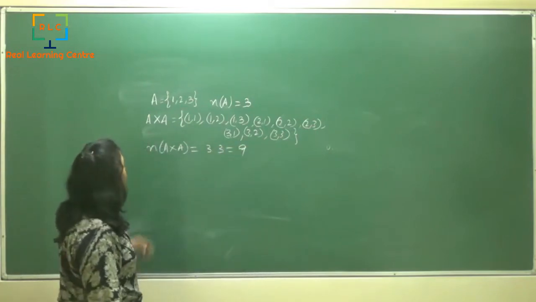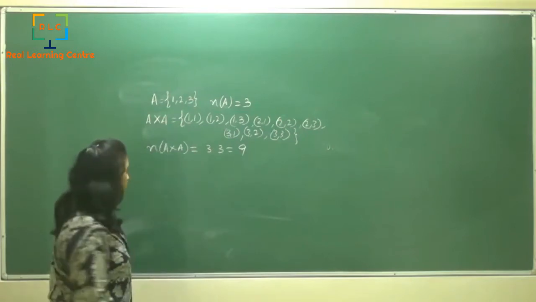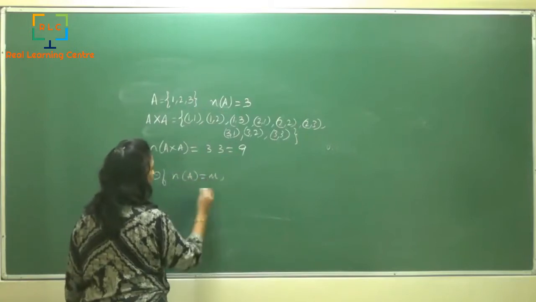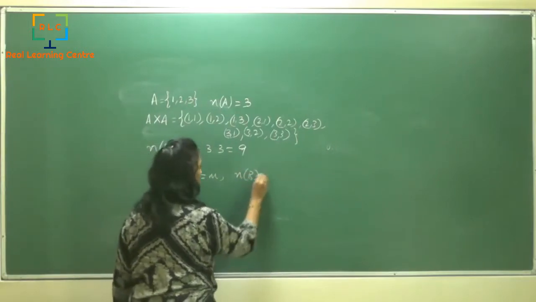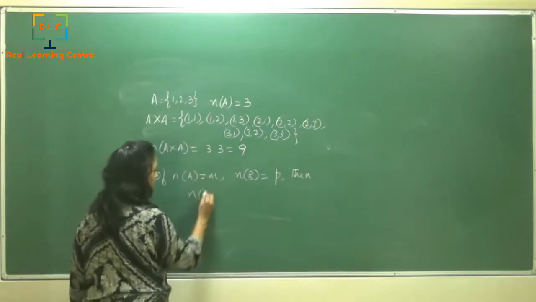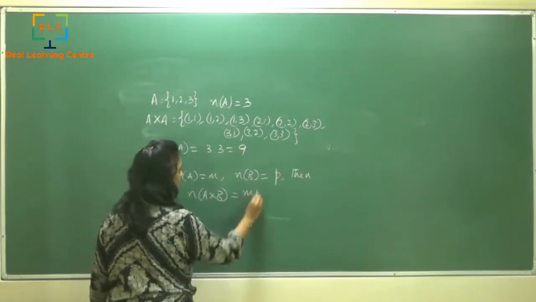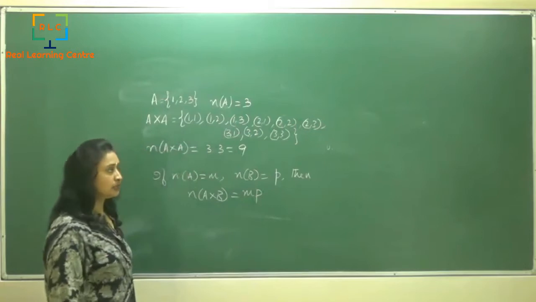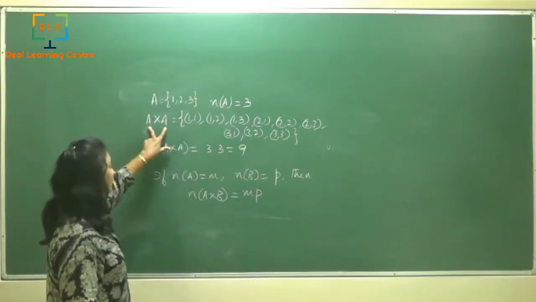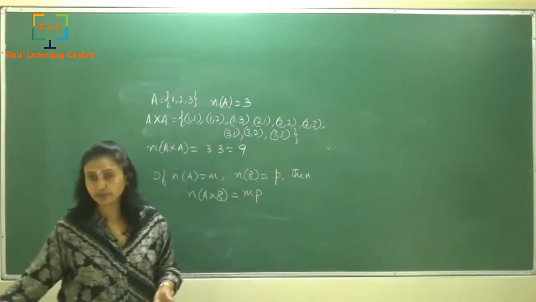So suppose you have A equal to {1, 2} and B equal to {1, 2, 3} or {a, b, c}. If n of A is equal to m and n of B is equal to p, then how many elements are there in A cross B? Then n of A cross B will be equal to m into p. That's how we have taken here. We have considered only one set, and the same set taking A cross A, we have got 3 into 3, which is equal to 9 elements, and we have written all the elements.